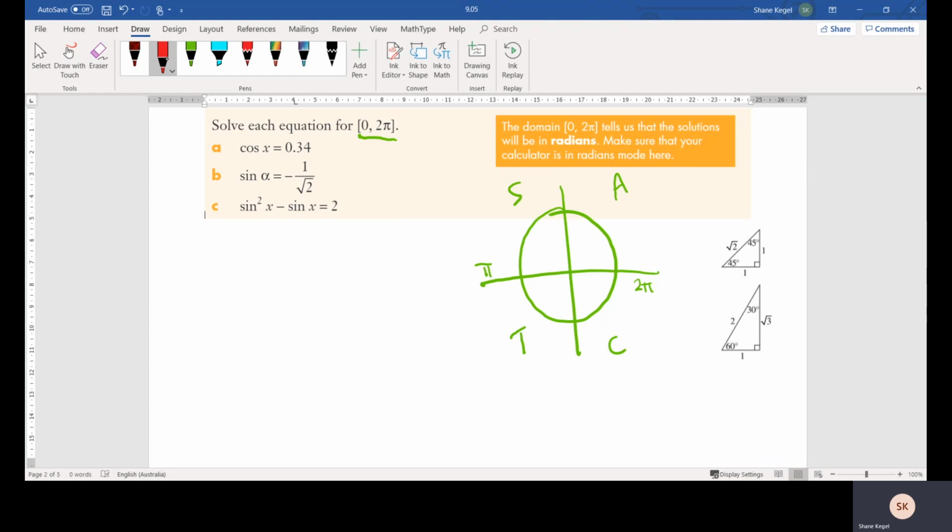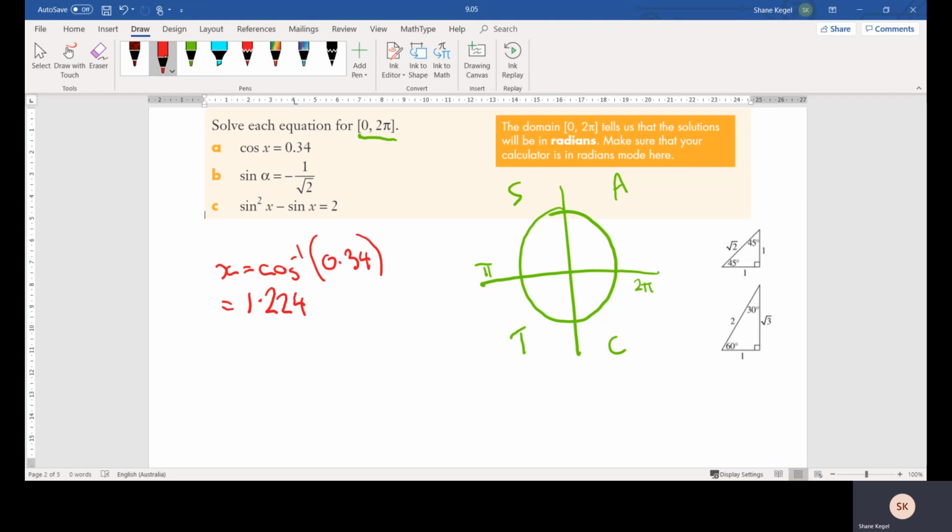Well, to find x, considering I'm given a decimal, not an exact value, I'm going to have to take the cos inverse. So x equals the cos inverse of my decimal, which gives me 1.224 radians.